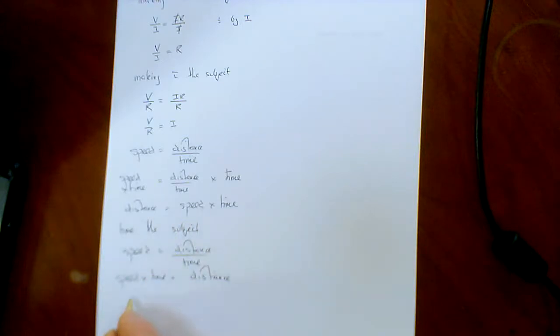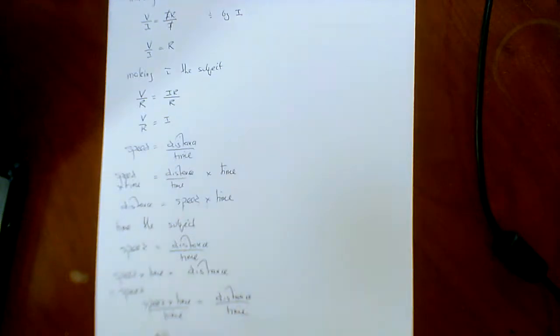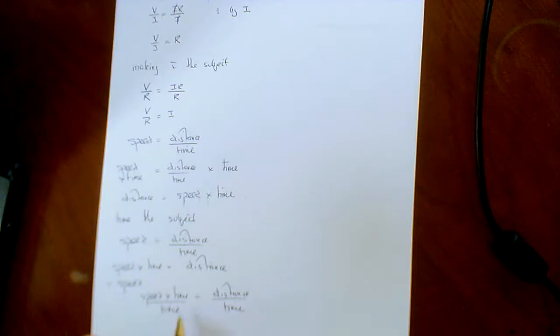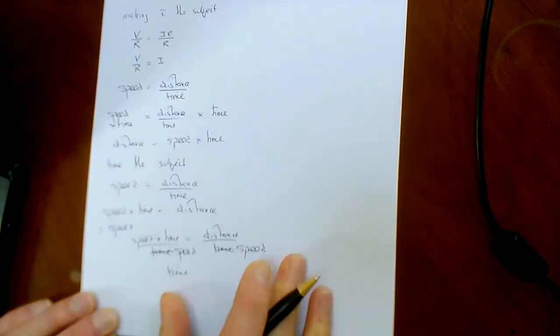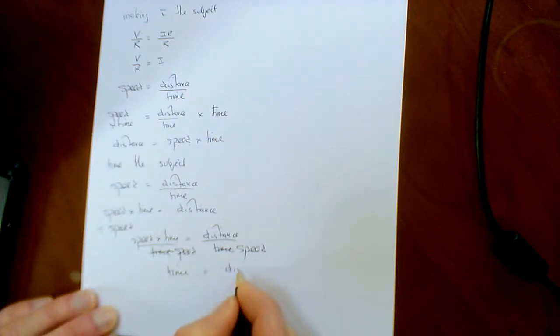If I then divide both sides by speed, I get speed times time divided by time equals distance divided by time, which gives me, dividing by speed is what I said and didn't do it. Then I have time is distance divided by speed.